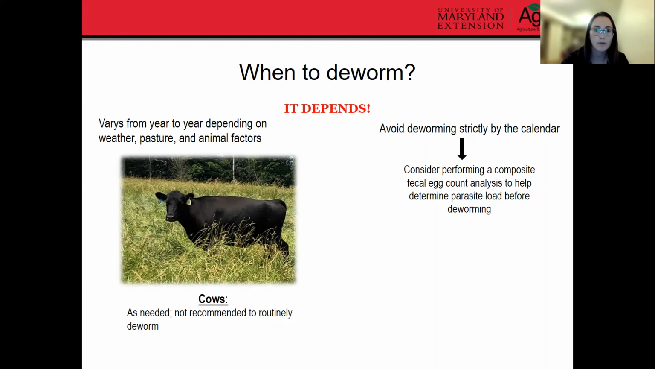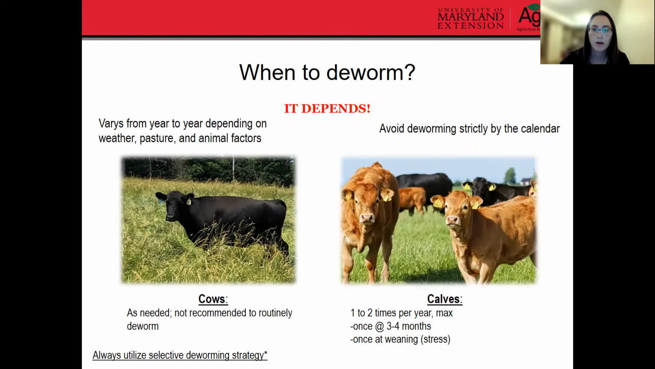In general, cows do not need routinely dewormed. Generally, we recommend to do them on an as-needed basis. So if obviously she looks rough or she's having diarrhea or having other issues, she might be a good candidate to deworm. But just deworming them just because is generally not recommended, because I mentioned they generally will develop some type of tolerance or resistance to internal parasites as they age.